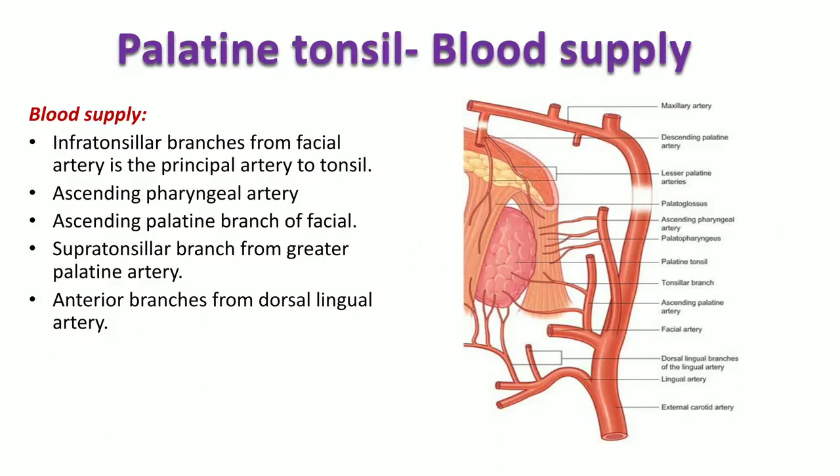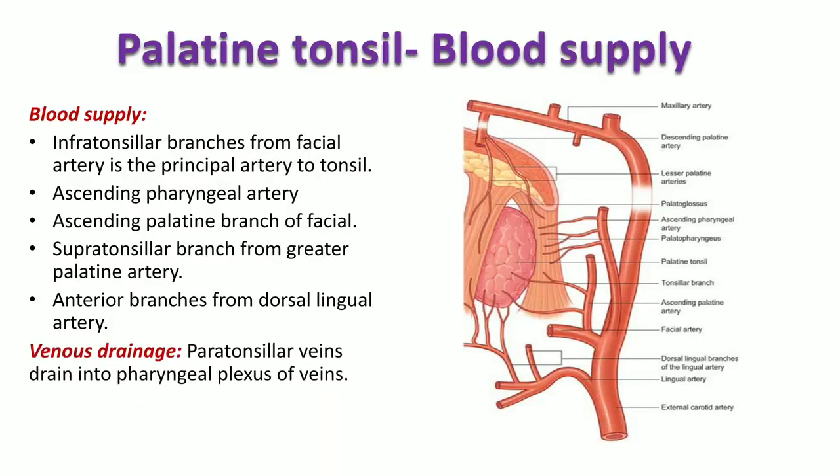So mainly the facial artery, then you have the dorsal lingual artery, which is a branch of the lingual artery, then the greater palatine artery, the ascending pharyngeal artery. Apart from that, you also have the ascending palatine branch of the facial artery. These are all the branches mainly supplying the tonsil, and the principal branch is the tonsillar branch from the facial artery.